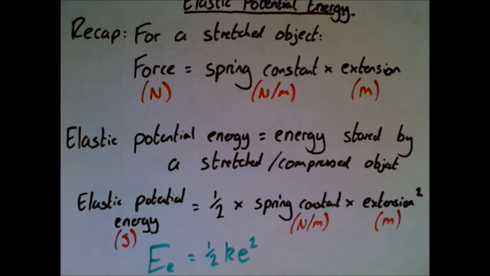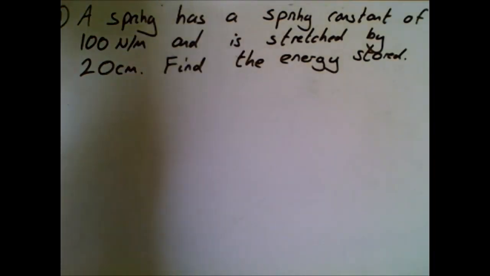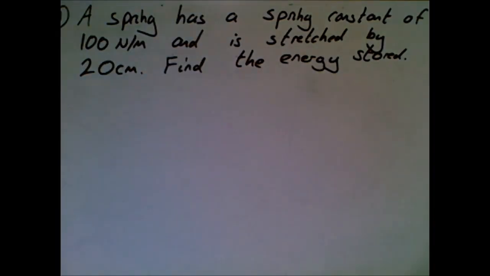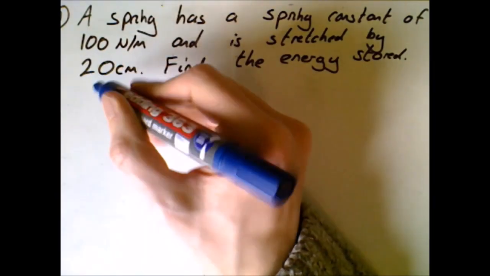Right, let's look at a couple of examples then. Usual thing, and do a bit of practice. Okay, here we go then. Here's a question. Sorry, you can't quite see the number 1 on the left-hand side, but I'm sure you can work out what a number 1 looks like. So, a spring has a spring constant of 100 newtons per metre and is stretched by 20 centimetres. Find the energy stored. Okay, relatively simple as long as we're careful. First step, as always, write out the formula. So I'm going to do that now.